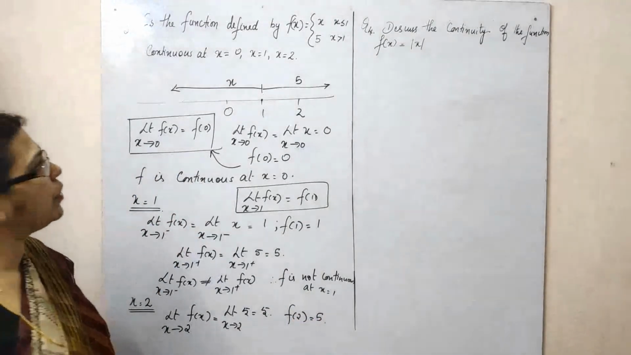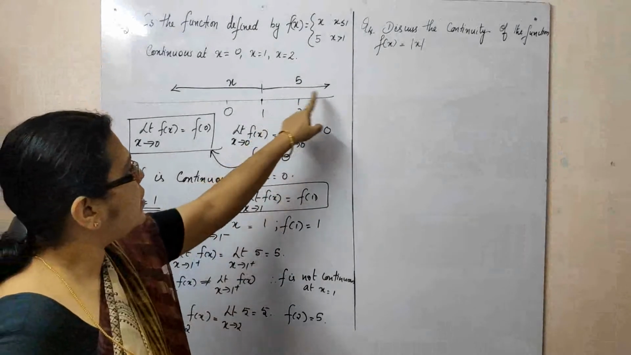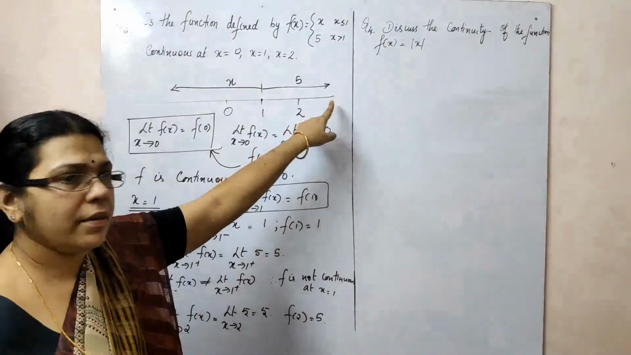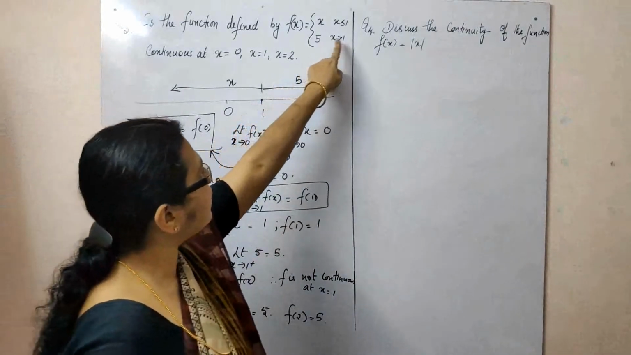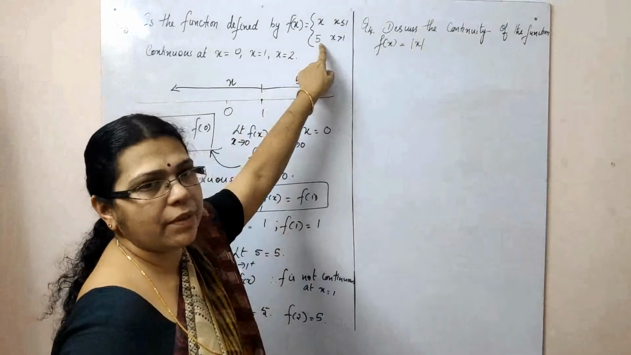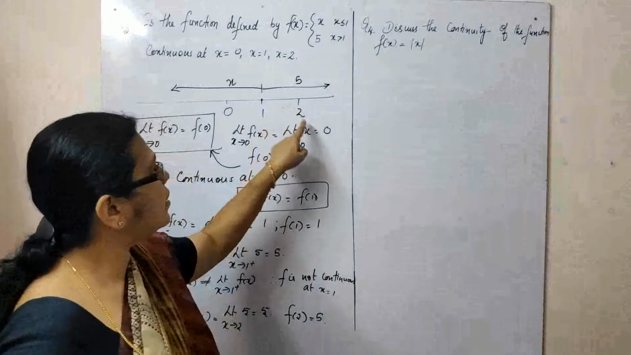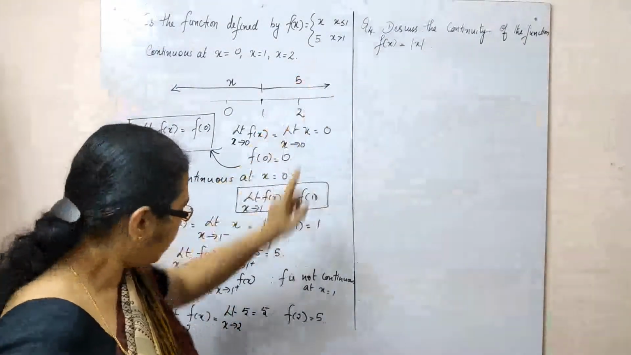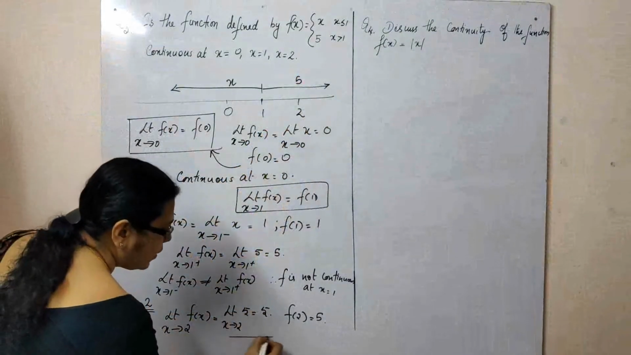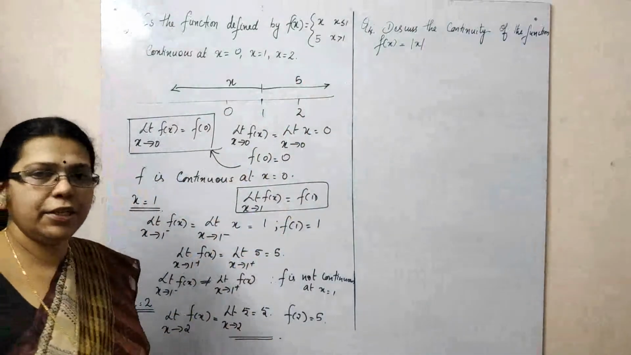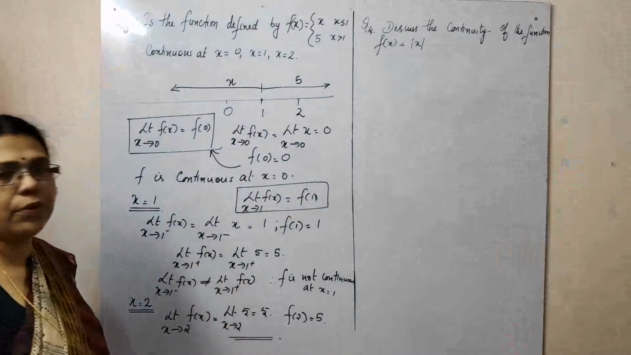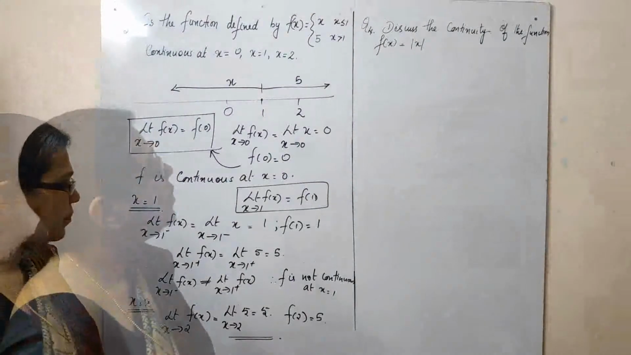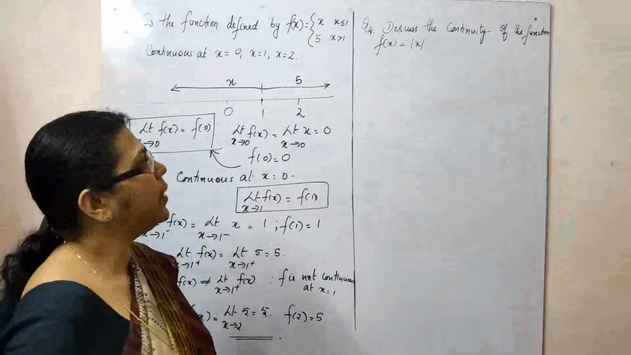F of 2 is also equal to 5 because here, in this area where the value of x is greater than 1, the function value is 5. 2 is definitely a value that is greater than 1. What is the function's value? 5. Got it? So the function is again continuous at x is equal to 2. Okay, so now we move on to the fourth question.